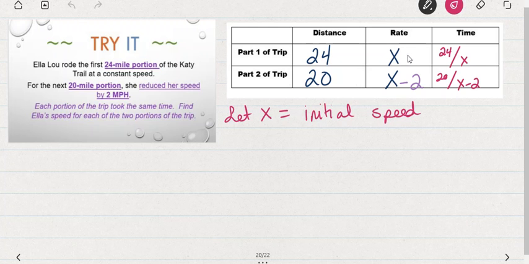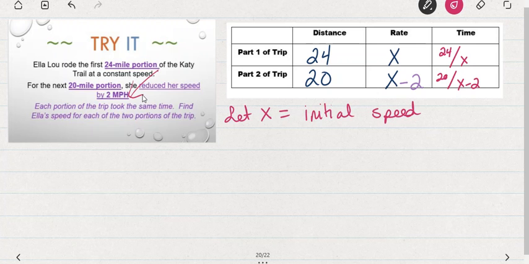The first rate, I'm going to let that be our variable. I'm going to let x equal the initial speed. And then when we get to that second part of the trip and Ella is losing some of her energy, the speed drops down to what it was minus 2, x minus 2, because we reduced the speed by 2 miles an hour.